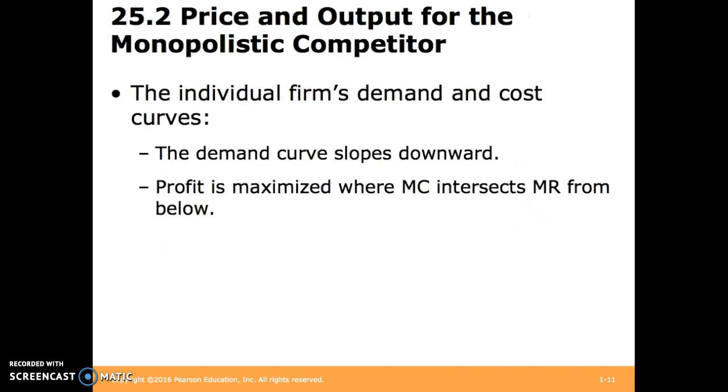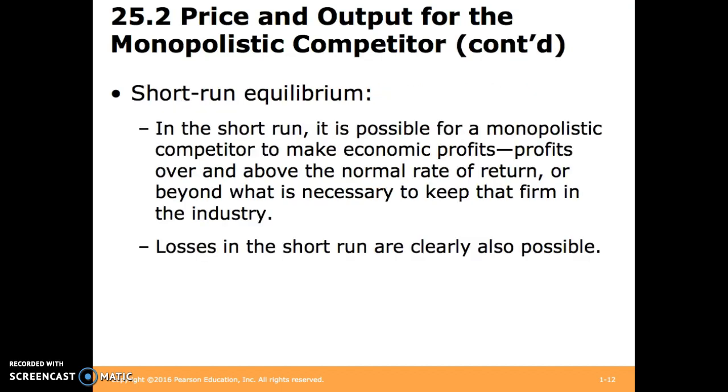The individual firm's demand and cost curves. As we've said, the demand curve slopes downward. And again, profit is maximized where marginal cost intersects marginal revenue from below. In the short run, a monopolistic competitor can make economic profits. They can also experience economic losses.